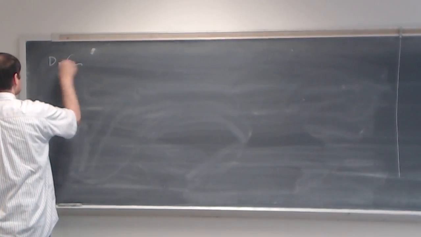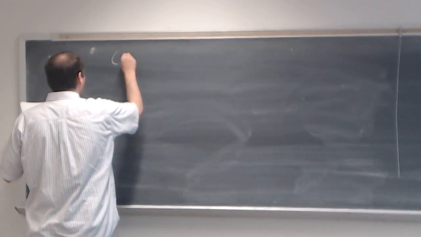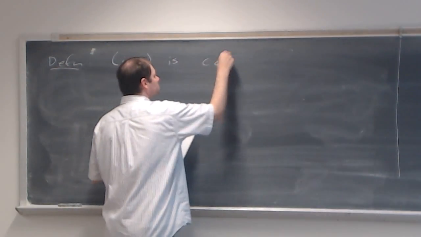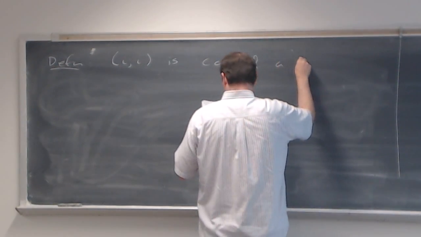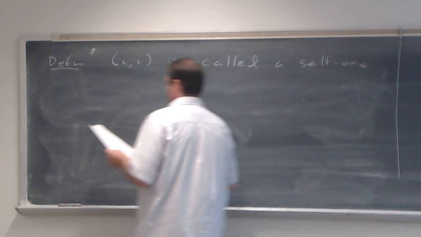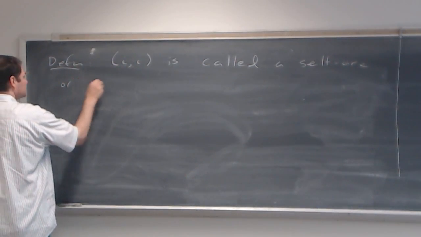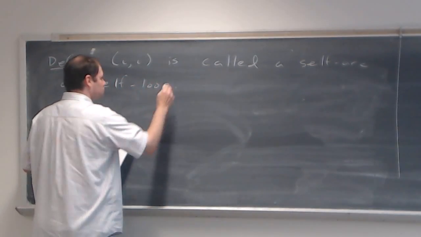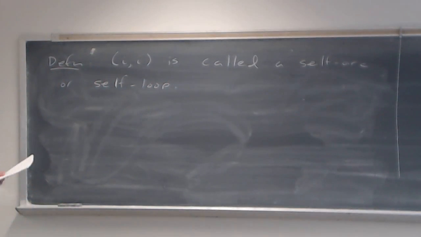So it's a definition. An arc I, I is called a self-arc or self-loop. Okay. And we just saw that in the previous graph from 1 to 1, the node 1 to 1.